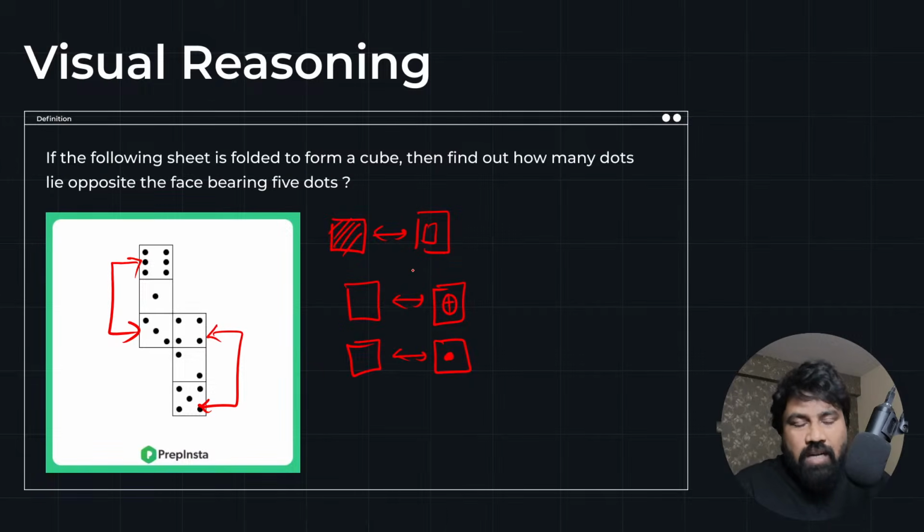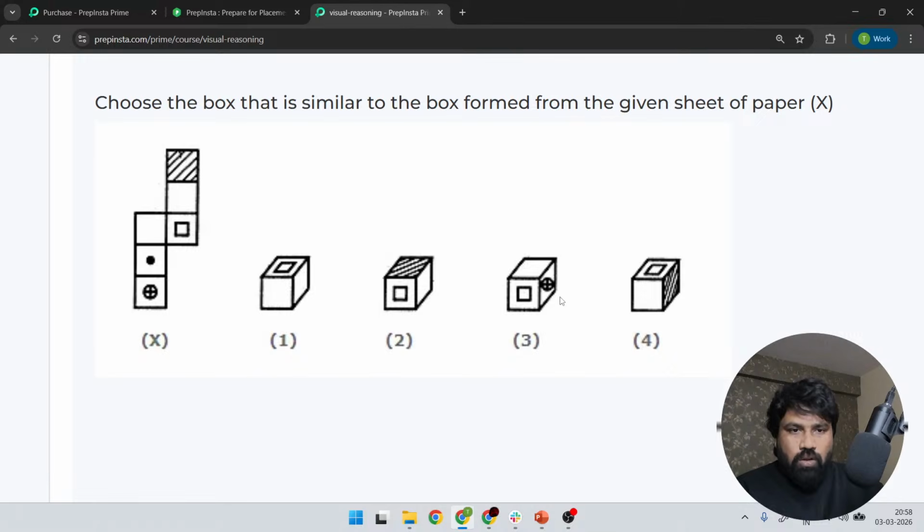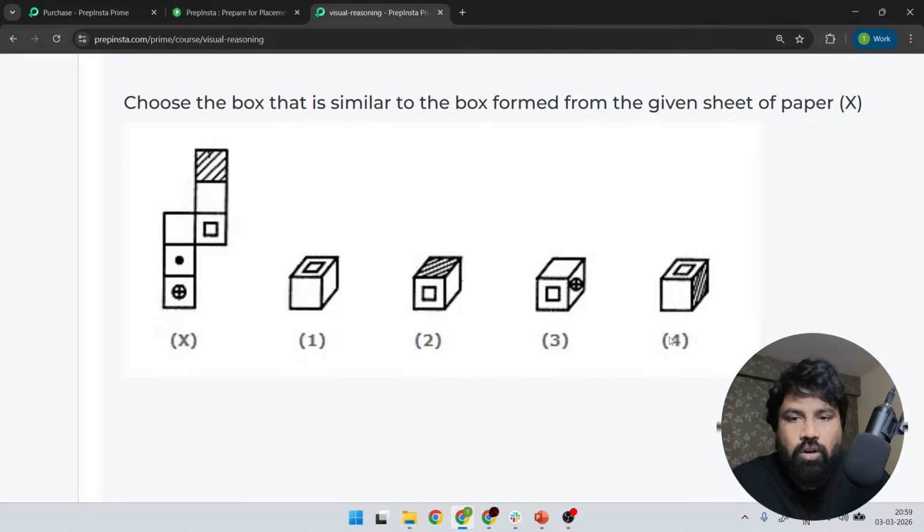Guys, let's see. Shaded and square cannot be seen together, right? Why? Because these are opposite. So square and shaded cannot be seen at a time. So I can eliminate option 2 and option 4. So 2 is not my answer. 4 is also not my answer.